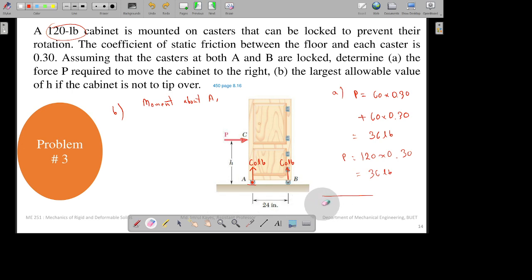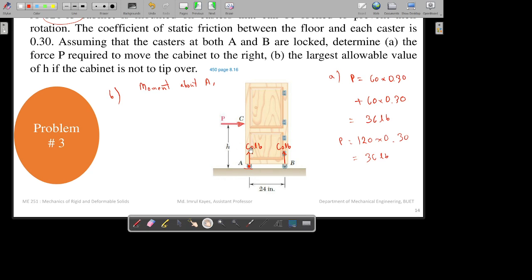So when it is about to tip over, you can just ignore this force. So we don't have to worry about the moment for this 60 pound force. The moment will be equal to 0. So now if we do moment balance for this force, the moment will be force multiplied by the distance. The force is 60 pound and the distance is 24, which is given, and it will give anti-clockwise rotation. So the moment will be positive.